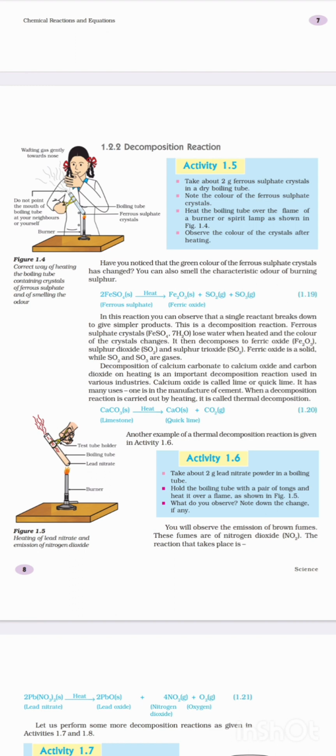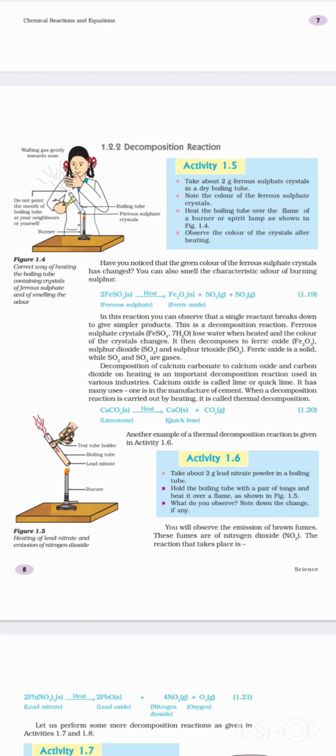Take about 2 gram ferrous sulfate crystals. What is ferrous sulfate? FeSO4. Ferrous means iron. Note the color of the ferrous sulfate crystals. Heat the boiling tube over the flame of a burner or spirit lamp as shown in the figure. Observe the color of the crystals after heating. What is the color of ferrous sulfate? It is somewhat green in color.